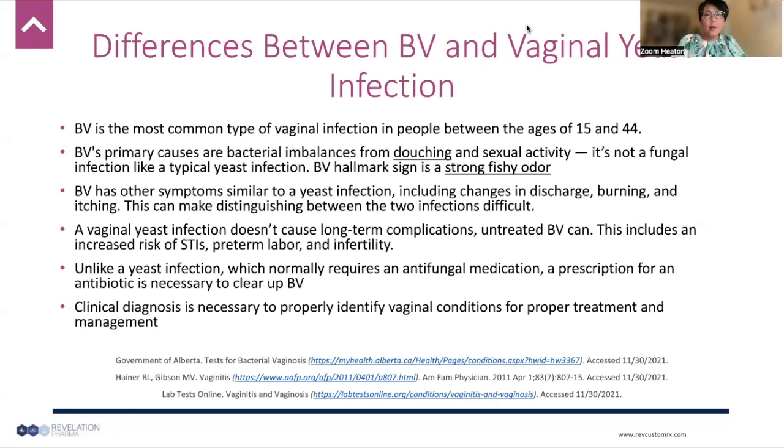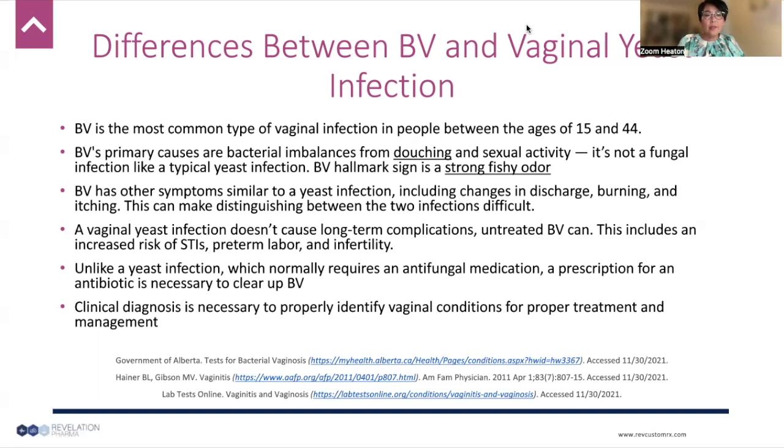So just to sum up, I wanted to itemize the differences between BV and vaginal yeast infections. BV is the most common type of vaginal infection in people between the ages of 15 and 44. BV's primary causes are bacterial imbalances from douching and sexual activity. It's not a fungal infection like a typical yeast infection. And BV's hallmark sign is a strong fishy odor. BV has other symptoms similar to a yeast infection, including changes in discharge, burning, and itching. And this can make distinguishing between the two infections difficult.